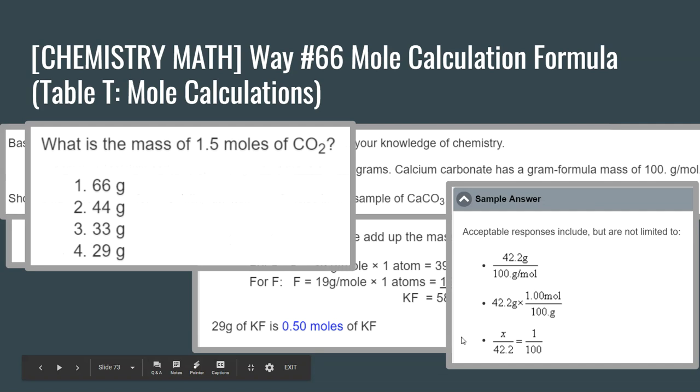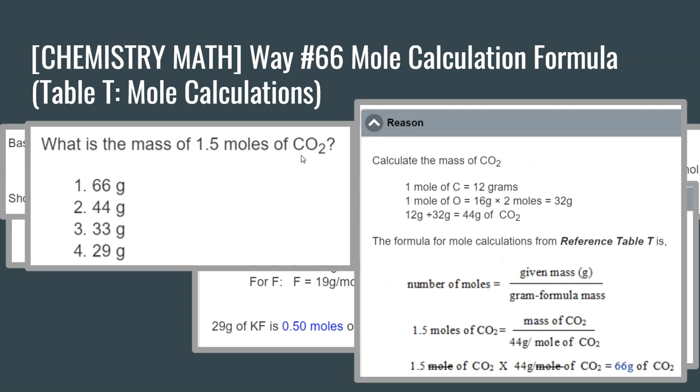Next problem, what is the mass of 1.5 moles of carbon dioxide? Notice that for this problem, it starts off with the number of moles, and it wants to know the mass, the given mass. So you're going to need to rely on the gram formula mass of carbon dioxide. If you don't already know, carbon's mass is 12, oxygen's mass is 16. To get the gram formula mass, we take 12 plus 2 times 16, which is 32, and that gives us 44 grams of carbon dioxide.